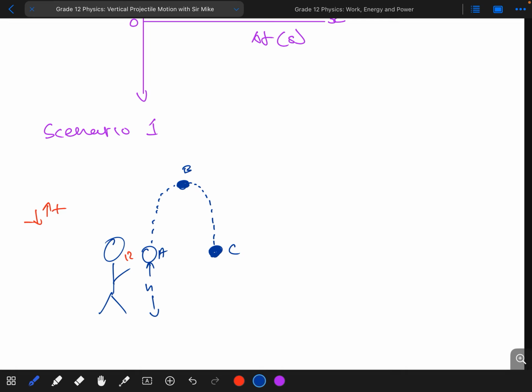If I miss this object, it will continue to travel downwards until it reaches the ground.